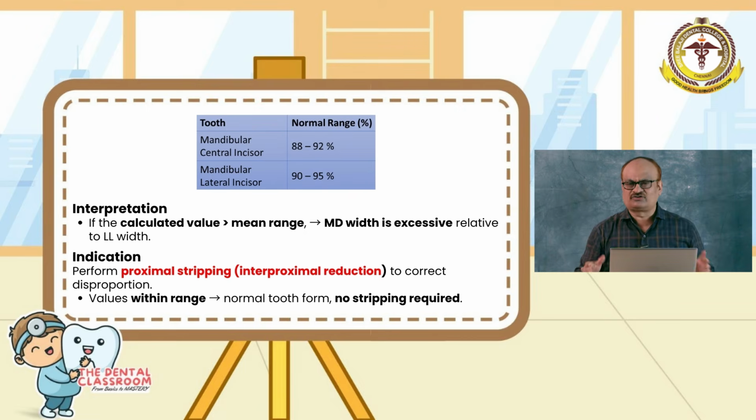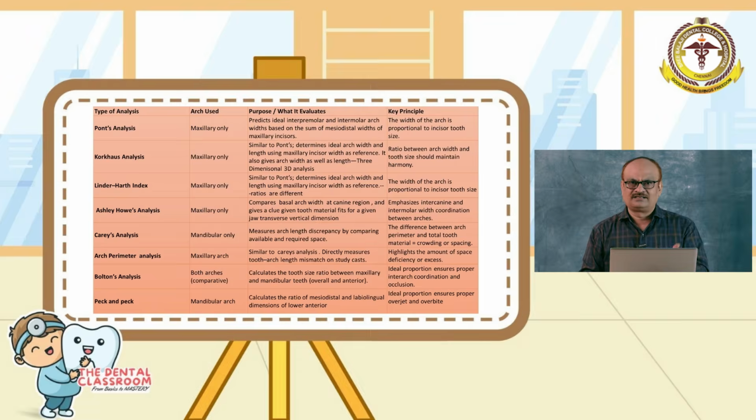So, this is in essence all our model analysis. Remember, what are all the model analyses that are done in the maxillary arch? What are the model analyses that can be done in the mandibular arch? What are the model analyses that can be done in both arches? What is the model analysis that compares the maxillary and mandibular arch? Now, we have Pont's index. It depends upon the mesiodistal dimension of your incisors. It gives you how much expansion is needed, and Korkhaus analysis is a 3-dimensional analysis.